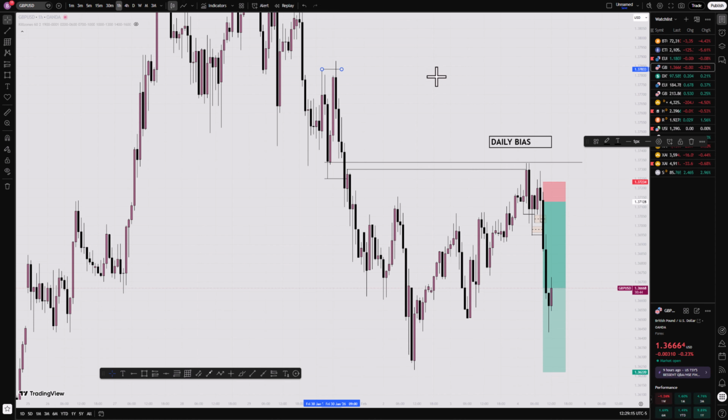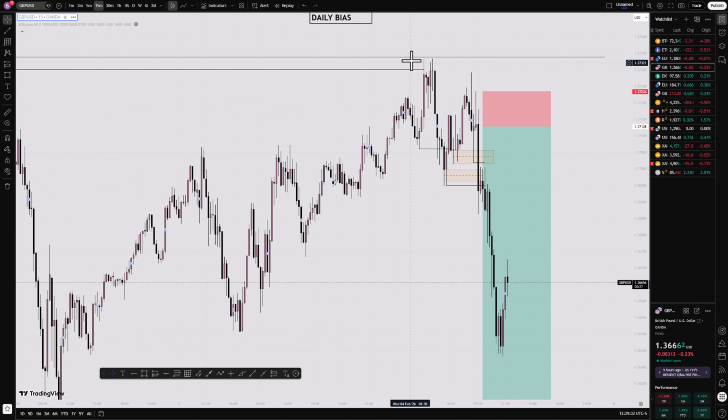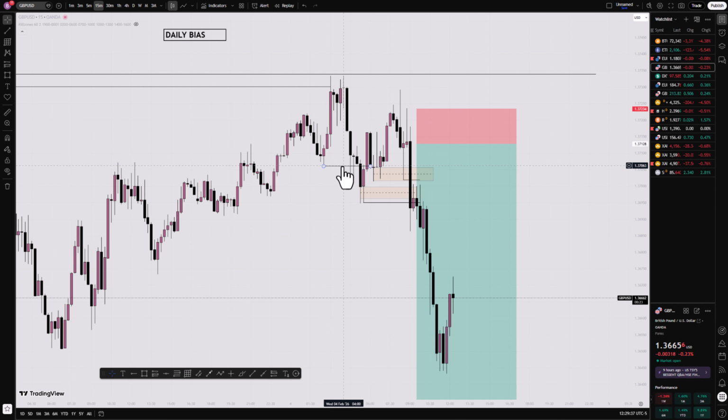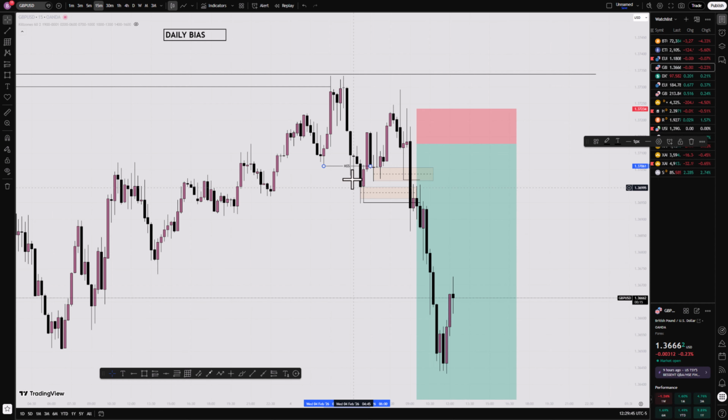So here, as soon as I see this, I did not jump. Remember, I have my area of interest here, but I did not jump into selling. What I did was I waited for more confirmation. So if you go to the 15 minutes time frame, you will see that as soon as price entered here, we have a break of market structure here. So we have a market structure shift.